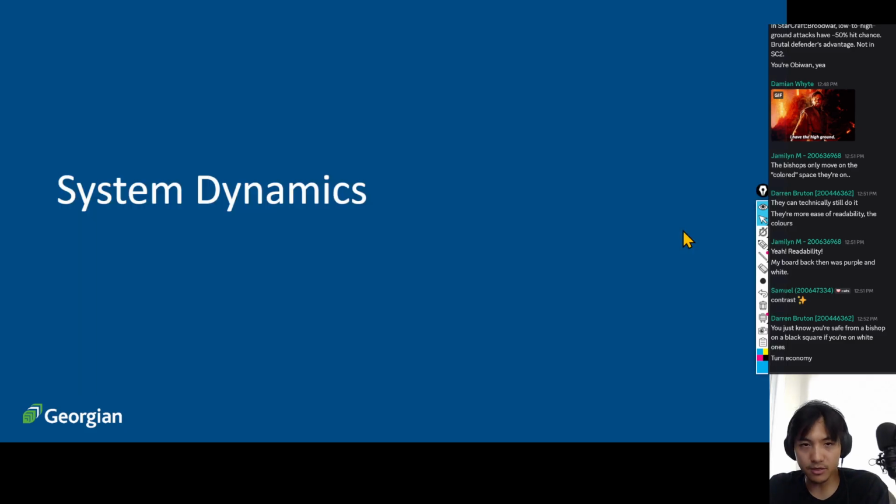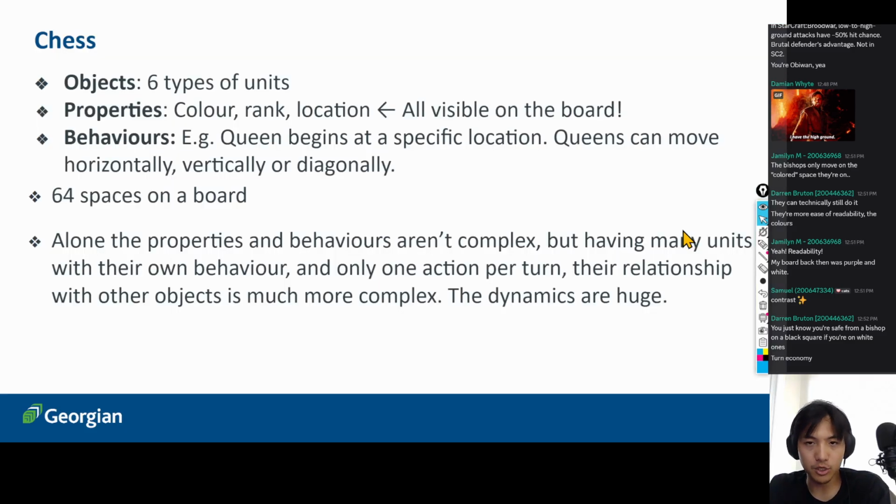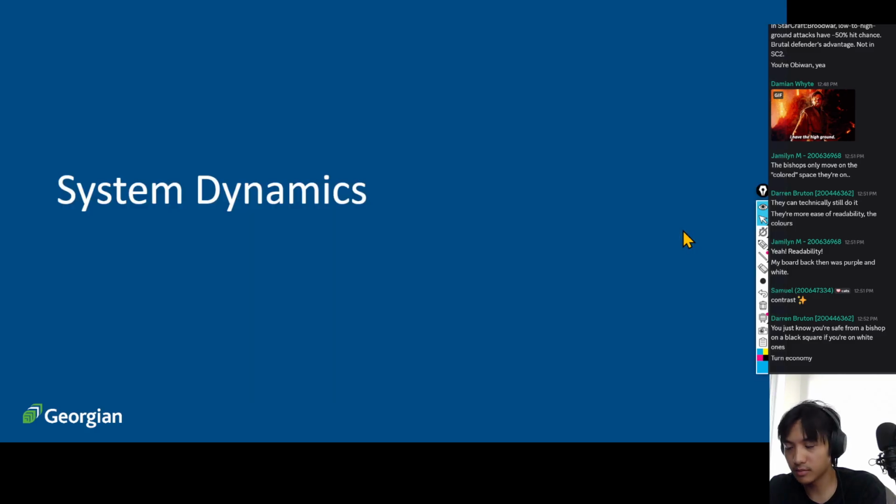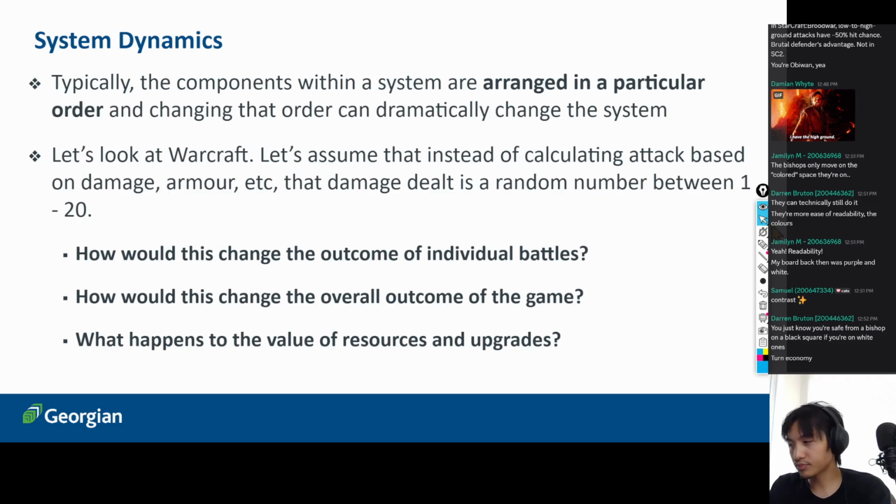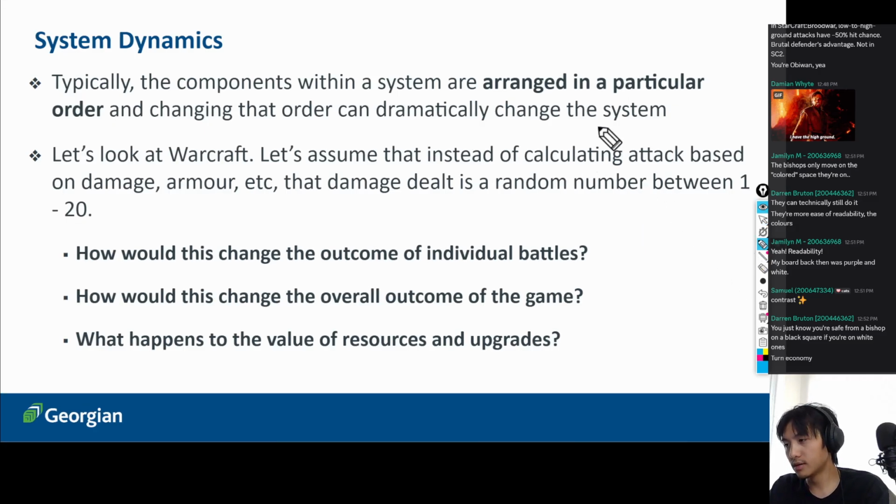Let's talk about dynamics, because that is all about dynamics. The reason that chess has so many ways it can go, despite having such simple rules, is all because of dynamics. The how the relationship between these things, how it evolves over time. So when you change anything about that order, when you change any of the properties of those objects in an interconnected system, you can dramatically change what's going on. You can dramatically change the outcomes.